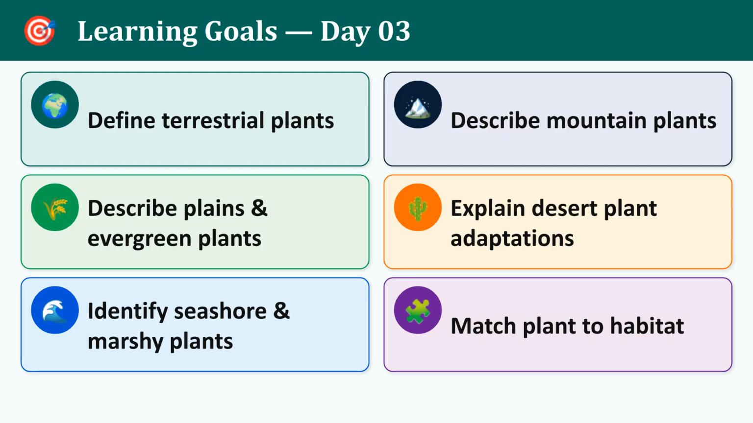Today's lesson has 6 learning goals. By the end of this class, you will be able to define terrestrial plants, describe mountain plants, explain plains and evergreen plants, understand desert plant adaptations, identify seashore and marshy plants, and match different plants with their correct habitats.